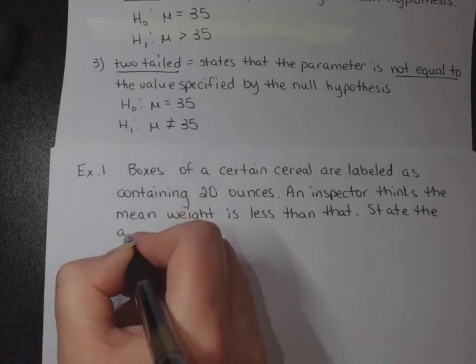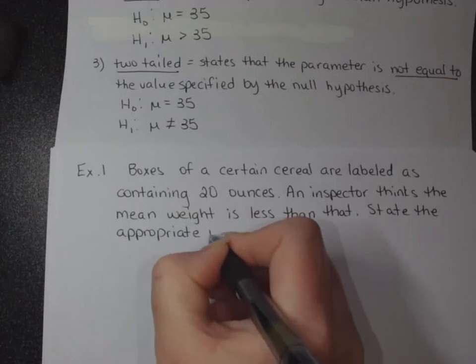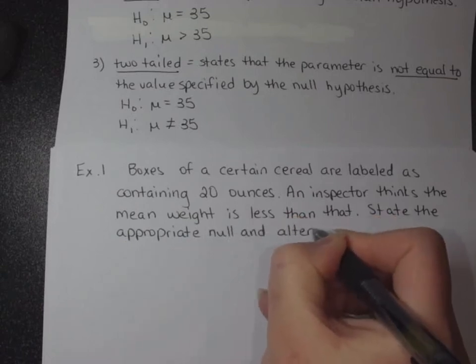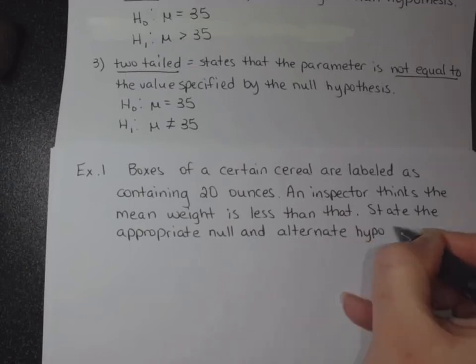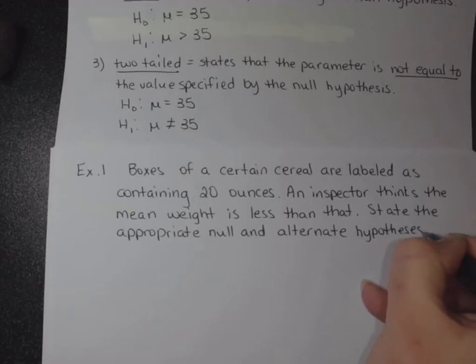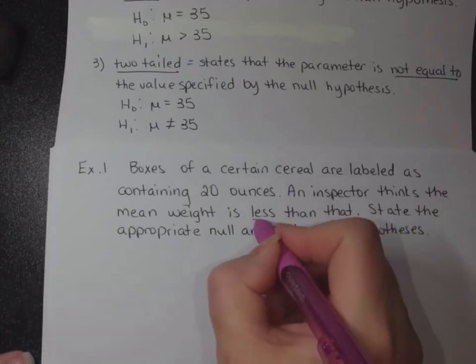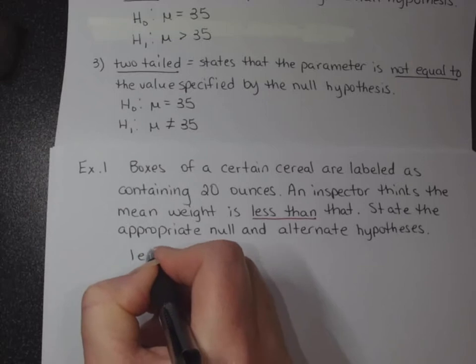And so I want you to see if we can state the appropriate null and alternate hypothesis. By the way, when you have plural hypothesis, it's hypotheses. So that's how that works. So if you read through, probably important to note is that he thinks that there is less than what it said. Okay, which means we do have a left-tailed test.